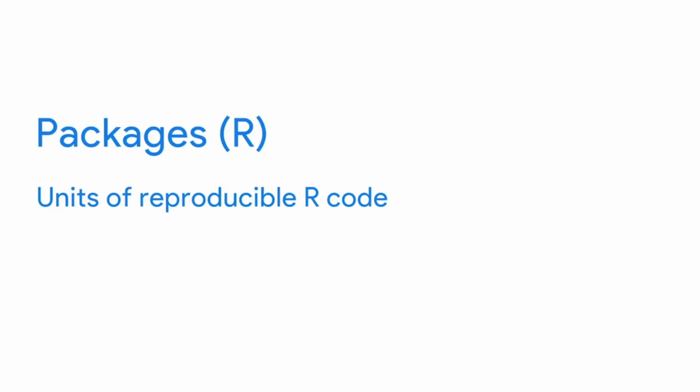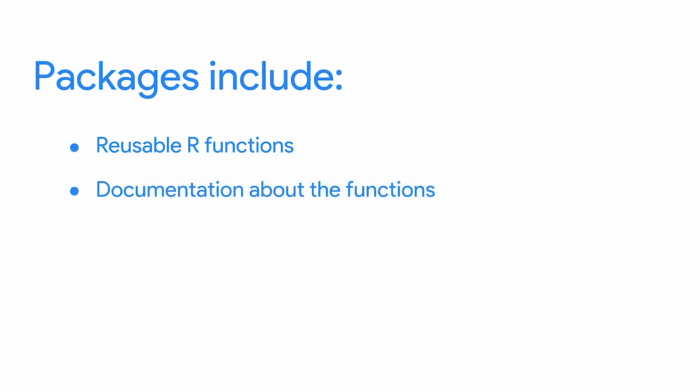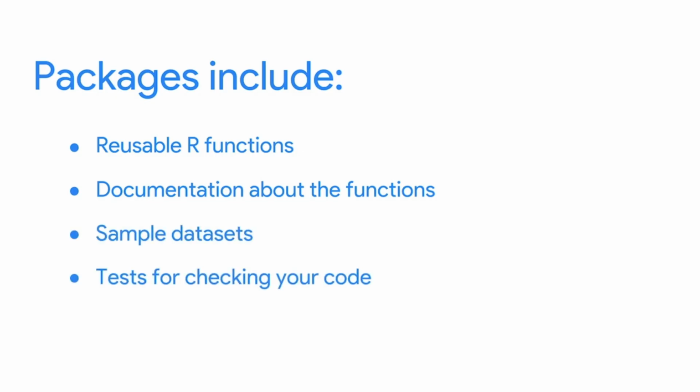These packages are units of reproducible R code, and they make it easier to keep track of code. They're created by members of the R community to keep track of the R functions that they write and reuse. These community members might then make the packages available to other users. It's one of the great things about being part of this community. Packages in R include reusable R functions and documentation about the functions, including how to use them. They also contain sample datasets and tests for checking your code to make sure it does what you want it to do.